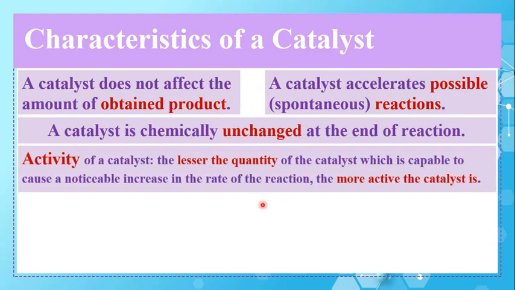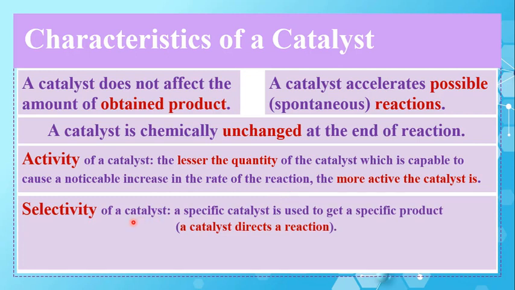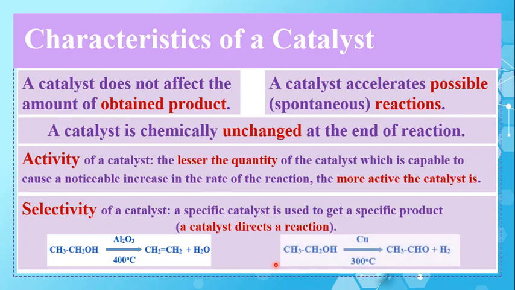A catalyst is characterized by its activity. We say that a catalyst is active if a very small amount of it can cause an important change in the rate of reaction. Also, catalysts are selective. This means that if I start from the same reactants, I can get different products by using different catalysts.